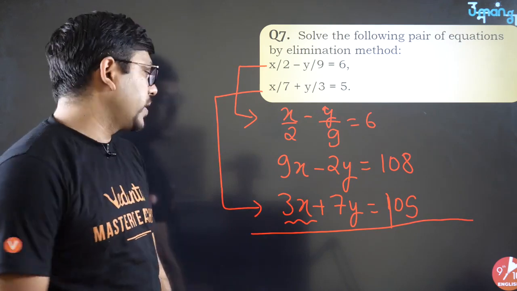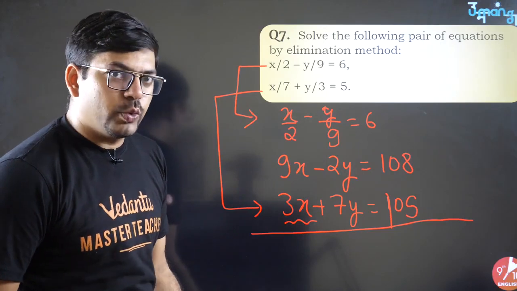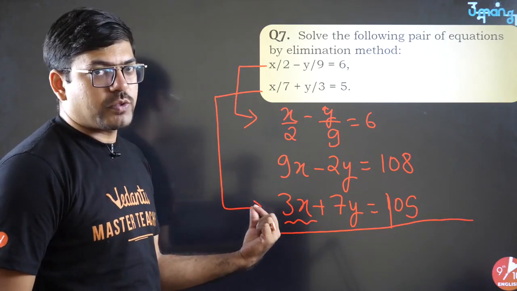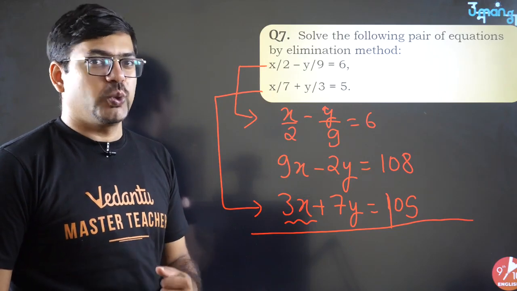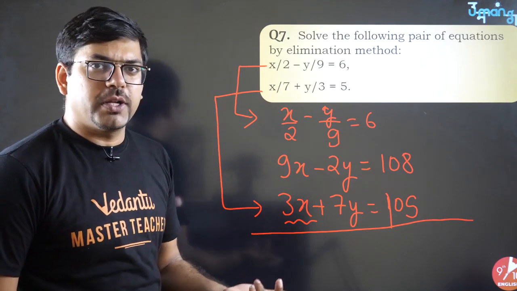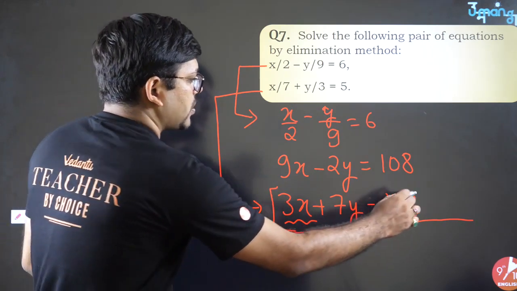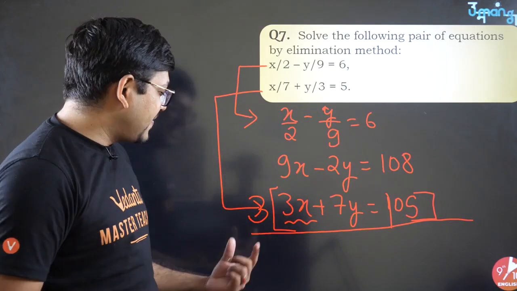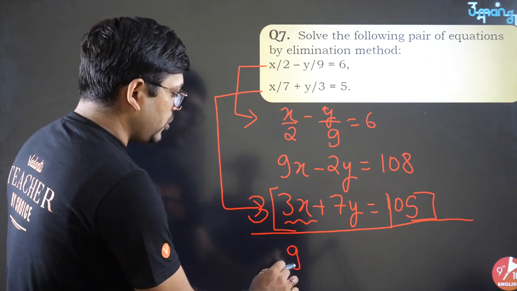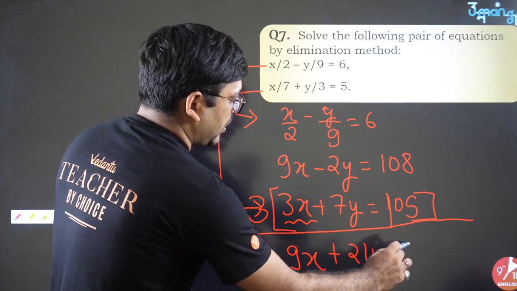You might be thinking, multiply the first equation by 3 and the second by 9, and that will give equal coefficients. 9 3s are 27, 9 3s are 27. But why are you doing that much? Don't you feel that if you just multiply the second equation by 3, your job is done? 3 3s are 9x. See here, you have got 9x, 3 7s are 21y, and 315.